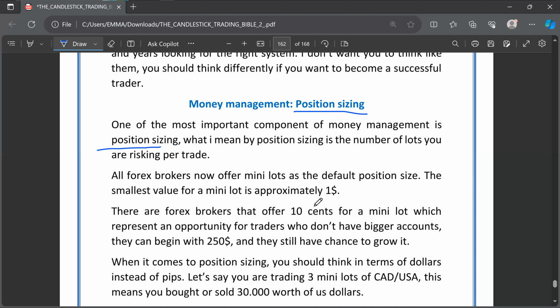Now, all Forex brokers offer mini lots as the default position size. The smallest value for a minimum lot is approximately $1. There are Forex brokers that offer 10 cents for a minimum lot, which is an opportunity for traders who don't have bigger accounts. They can begin with $250 and still have a chance to grow it. When it comes to position sizing, you should think in terms of dollars instead of pips.